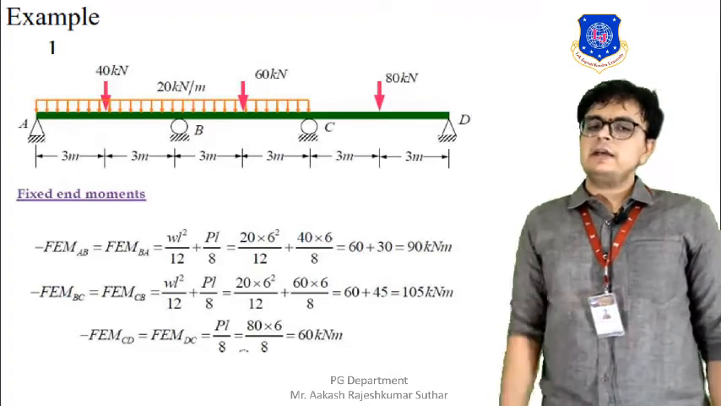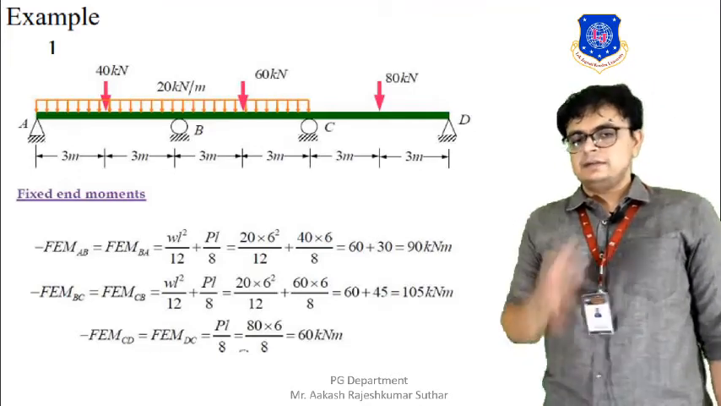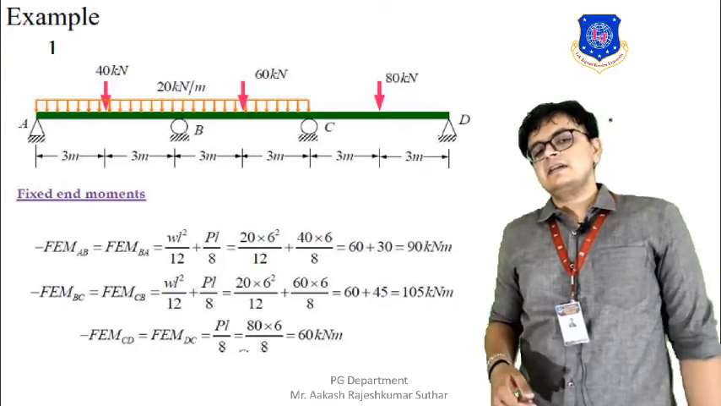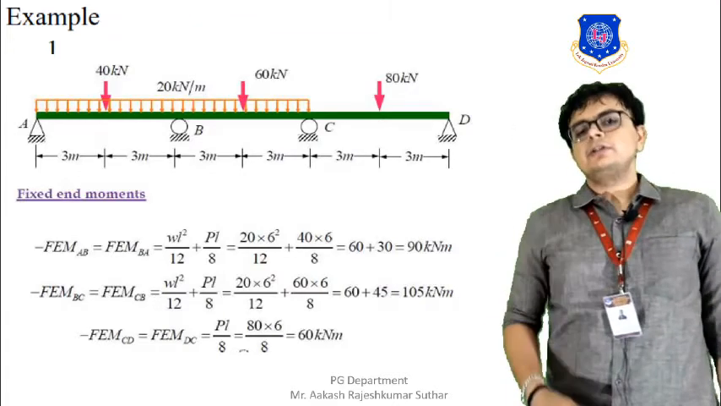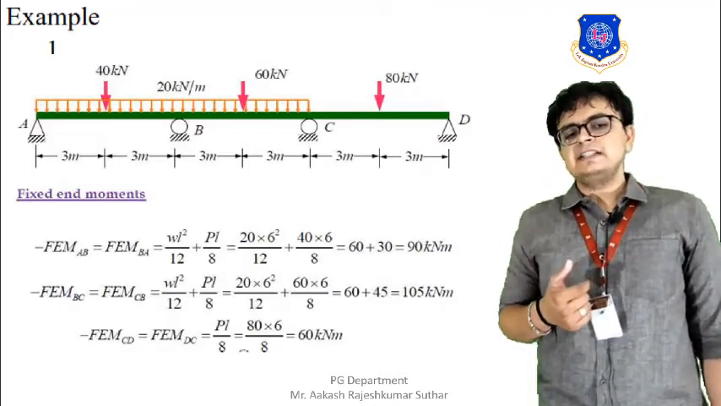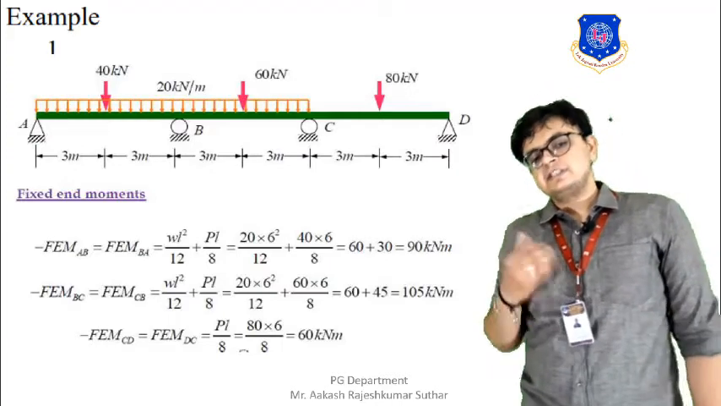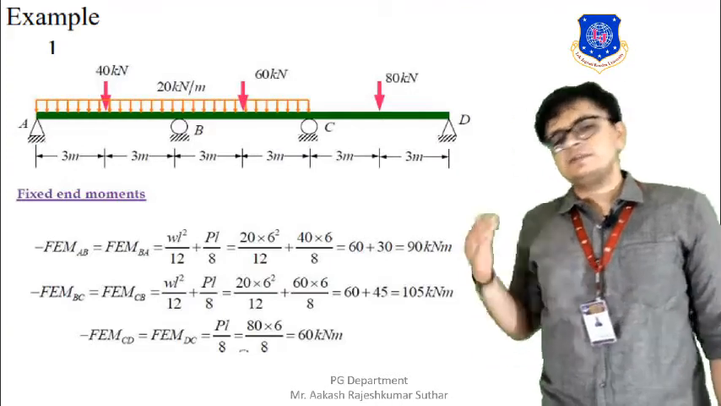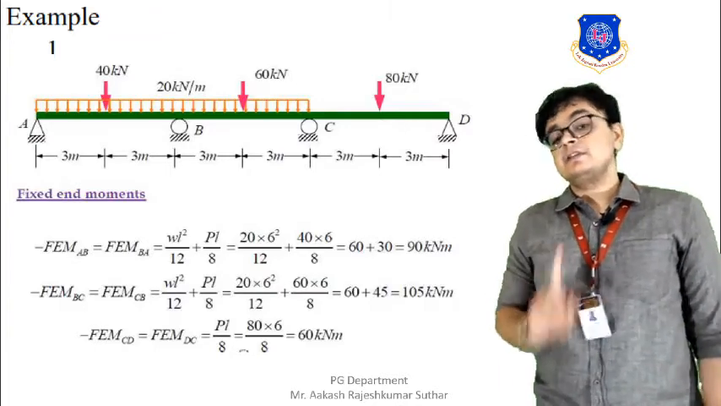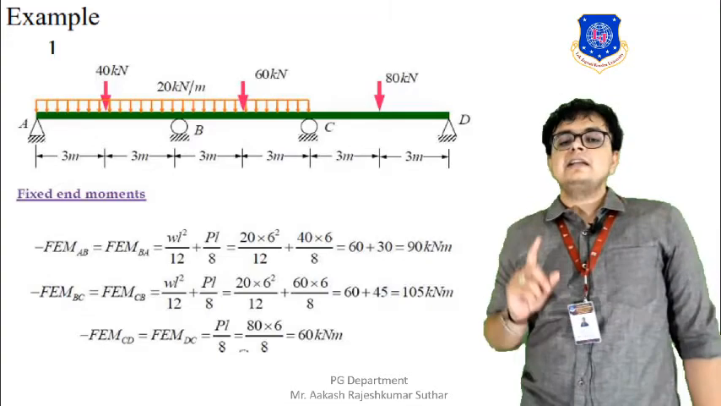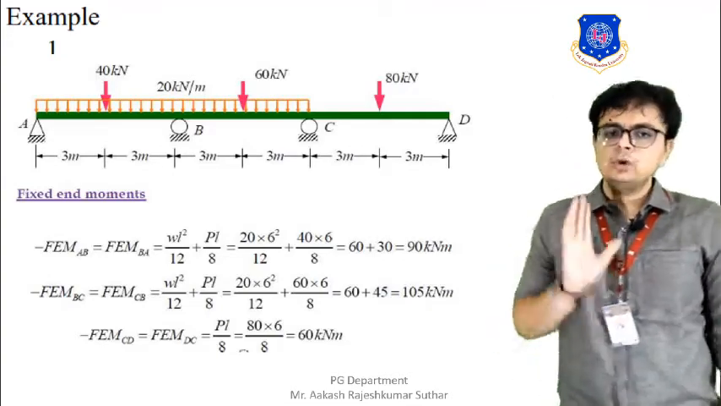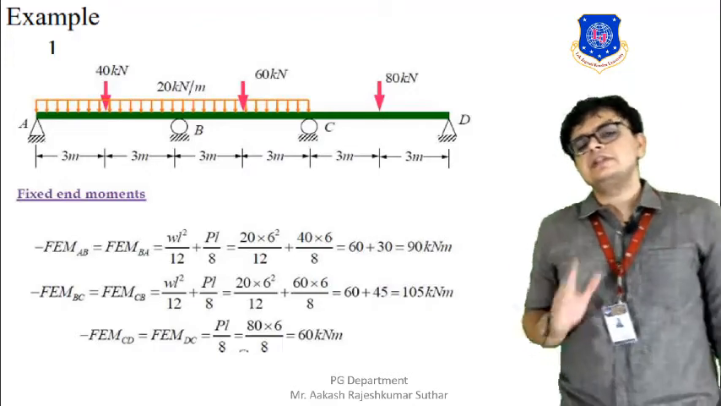Similarly, moving towards span BC, there also we have a symmetry, as it has the uniformly distributed load throughout the span, and it has a centrally loaded concentrated load of 60 kilonewton. So FEM BC will be equal to FEM CB. Means fixed end moment at BC will be equal to fixed end moment at CB. But the only difference is FEM BC will have the negative sign, while FEM CB will be positive.